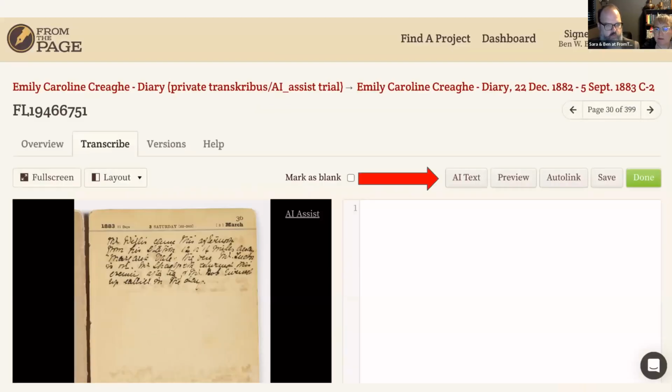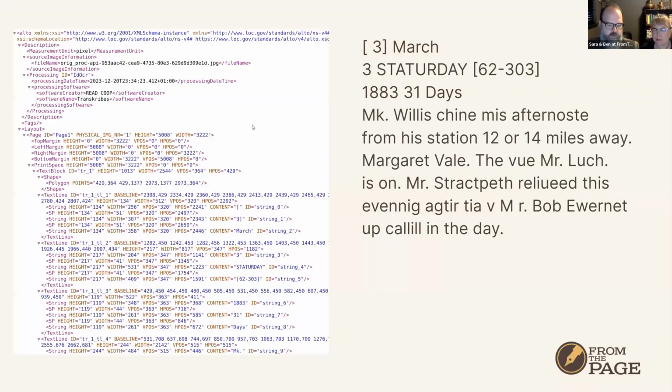So to work on that, and again, privileging this whole AI being optional principle, we added a new AI text button to our transcription interface. If people decide to use it, it should pull in HTR text for them to edit as a first draft. So how does that work?